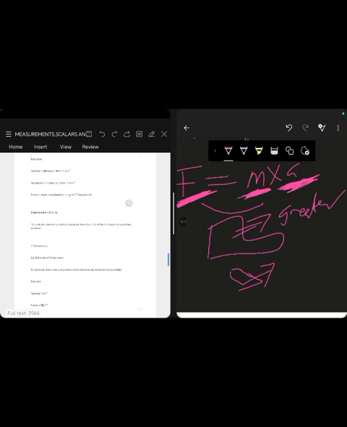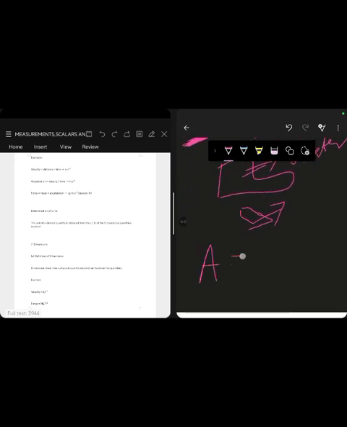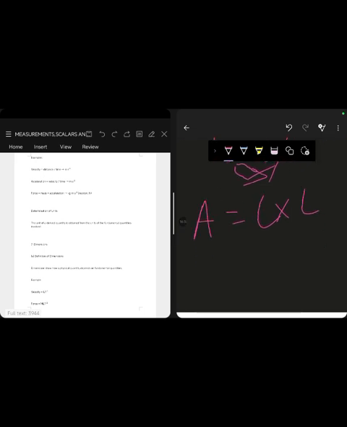Now we have determination of units. The unit of a derived quantity is obtained from the units of the fundamental quantities involved, just like I said. I gave an example of area. Area is length times length. It doesn't matter whether it is length times breadth or length times length, like in a square. It's going to be length, which is in meters, times length, which is in meters. So the unit of area is meters squared.